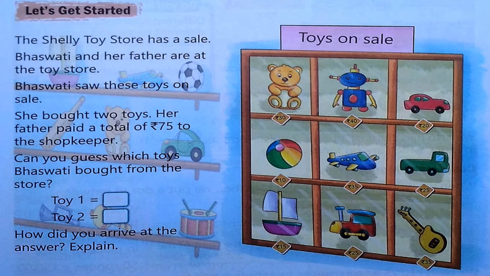So 40 plus 35 makes 75. Yes or no? These two toys, robot and aeroplane, she bought. How can we explain? If you add 40 plus 35, what will you get? 0 plus 5 is 5 and 4 plus 3 is 7. So 75 rupees. Got it?